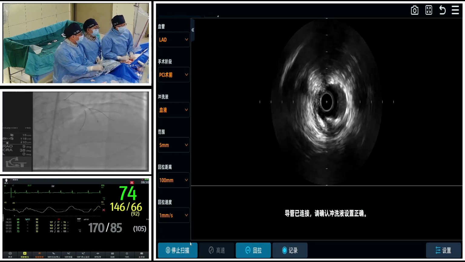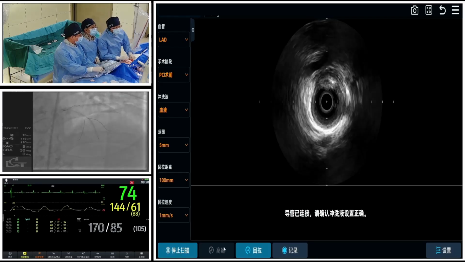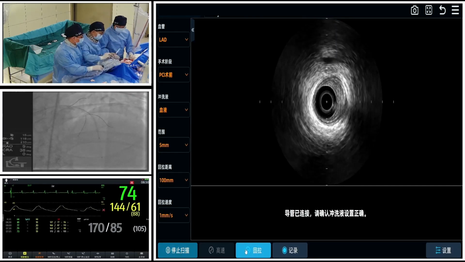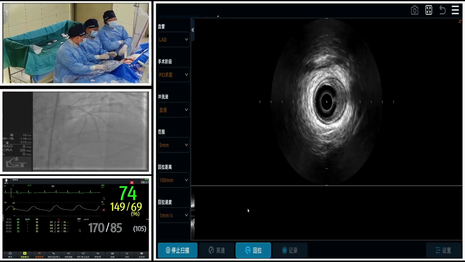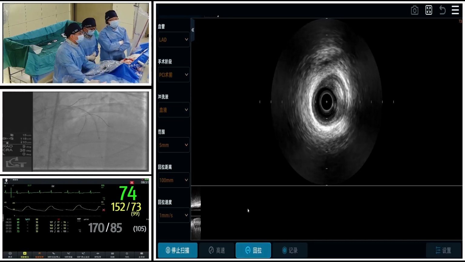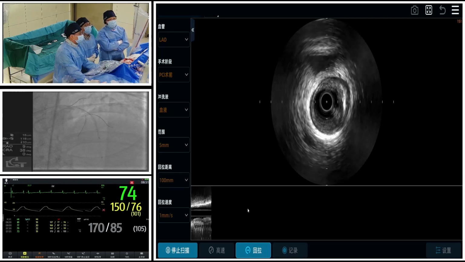Okay, you can check. Professor Dong, could you flash again, please? Okay, I'm pulling. Okay, thank you. I'm pulling back. You can see that we are coming proximal to the distal edge of the stent.